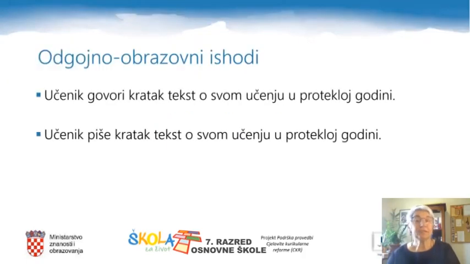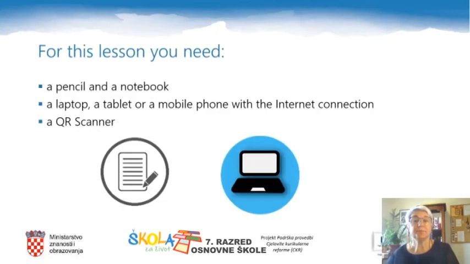By the end of today's lesson, you will be able to talk about your experience of learning English in this year, and you will be able to write about your experience of learning English in this year. For this lesson, you need your notebook and a pencil, and you also need a laptop, a tablet, or a mobile phone with internet connection. And you will need a QR scanner on your mobile phone because there will be a code to scan in the lesson.